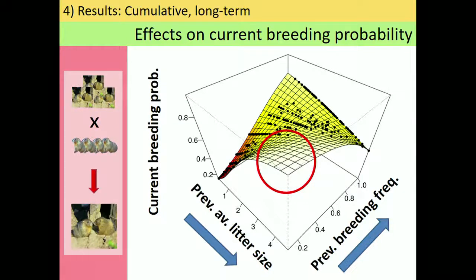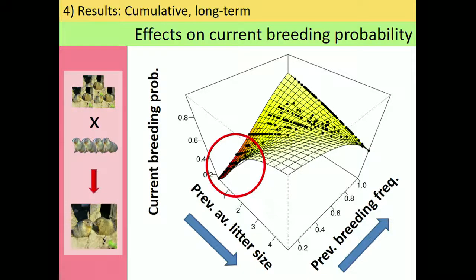You'll notice that in this parameter space I've circled here, there's no data. And actually this makes perfect sense. These are individuals that on average have had very low previous breeding frequencies and really high litter sizes. It's very unlikely that individuals that have hardly bred at all will have had the highest total number of pups in the past. So this doesn't make a lot of sense biologically, hence there is no data.